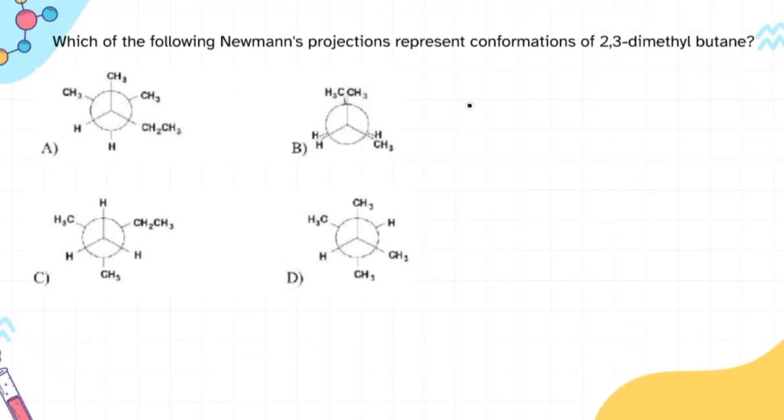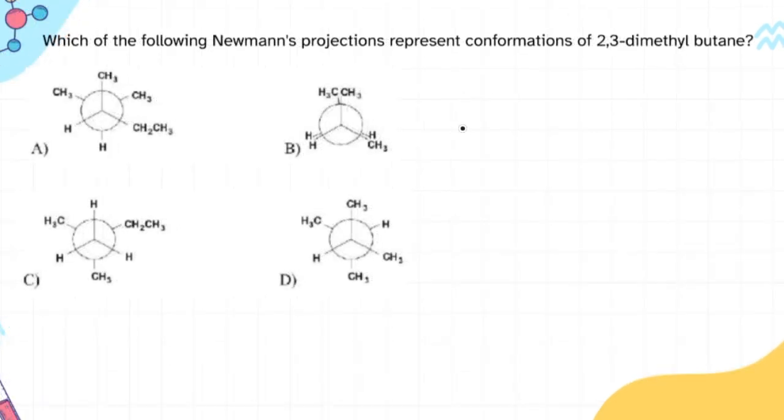Hello students, welcome back. Let's solve a question based on the Newman projections from the isomerism topic. So let's get started. First, let's see what Newman projections are. Newman projections are two-dimensional representations used in organic chemistry to visualize three-dimensional conformational structures.